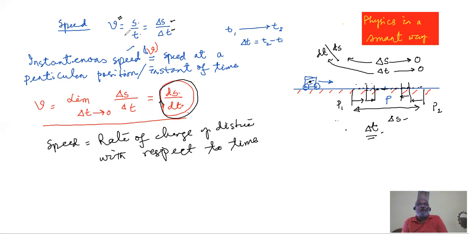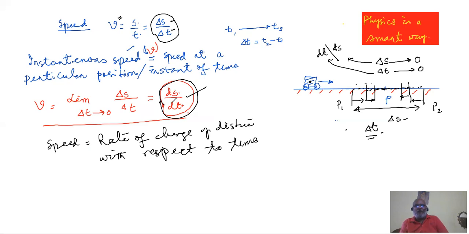Okay, if you express this delta S by delta T in words, in English, then that will be rate of change of distance with respect to time. How distance is changing with time, and we say rate of change, so we have to divide by the time. So how the distance is changing with respect to time, that is also another way to define speed. Okay, and we have found that using the calculus method or using derivative as ds by dt.